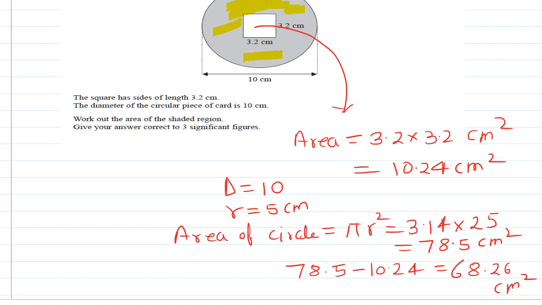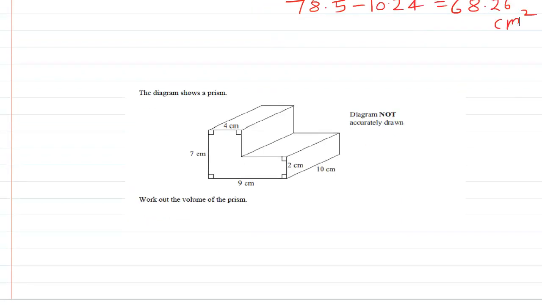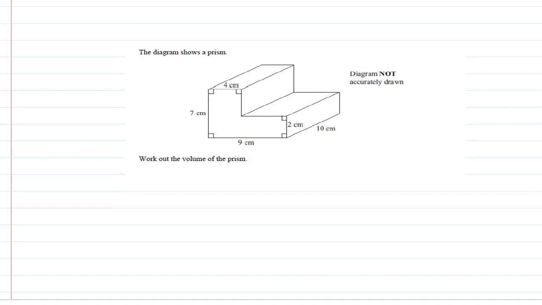Yeah. Now the next question is, here the diagram shows a prism and you need to calculate the volume. So volume is area of cross section. This is our area of cross section, that red area. Let's join them. If you join them, it will be 7 times 4. This area will be 28.